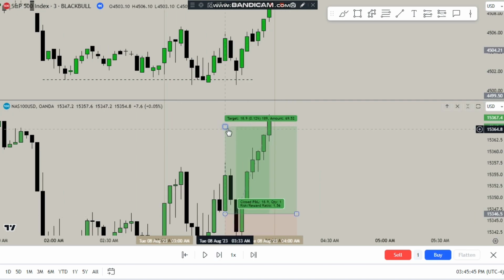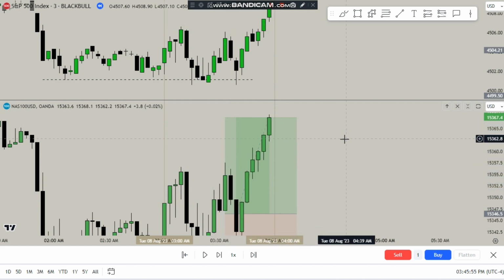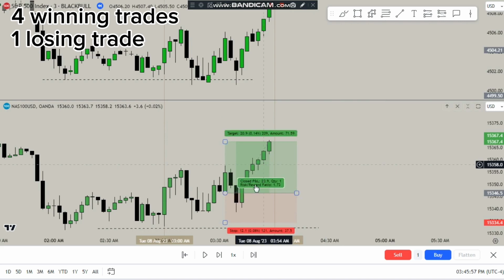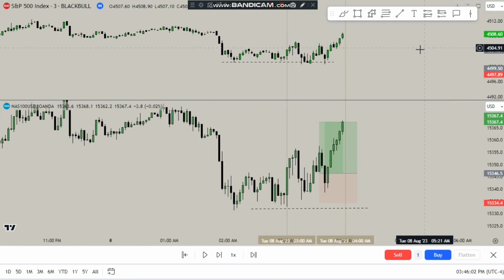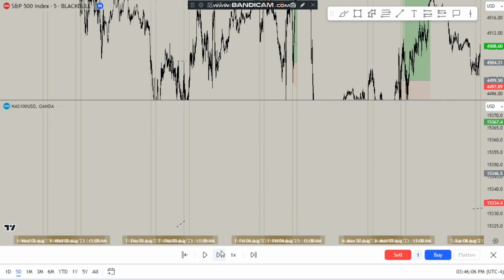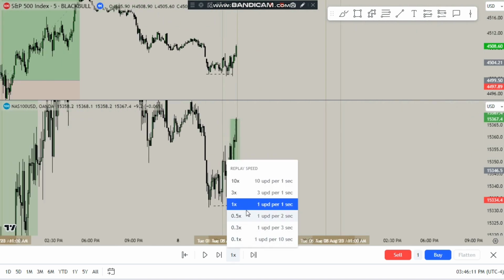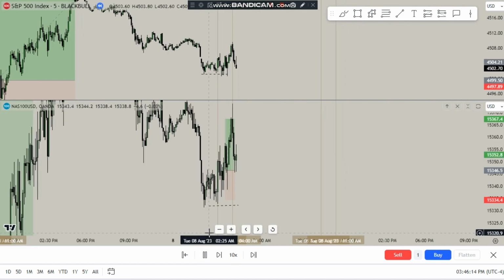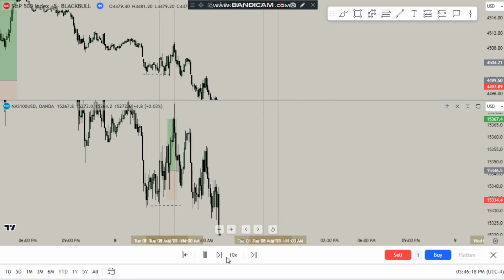So you can see we got more than 20 handles, okay, and this is more than enough. So again, this trade went into profit. When the divergence is clear, you should shift to smaller time frames like 5-minute and 3-minute. Now let me shift again to 5-minute. Let me forward it. So far 4 trades went into profit and 1 trade was a losing trade.